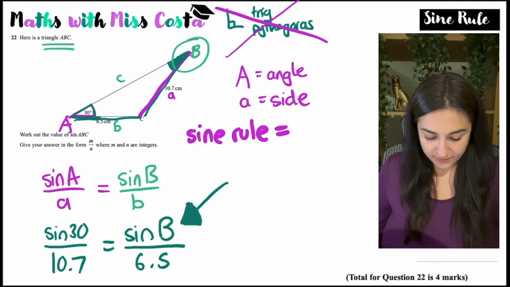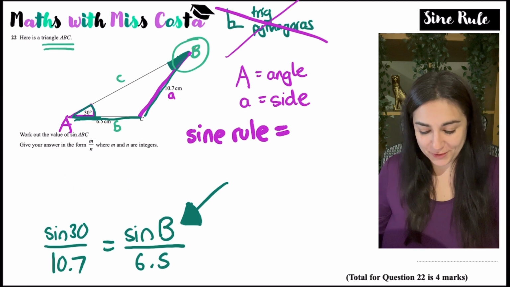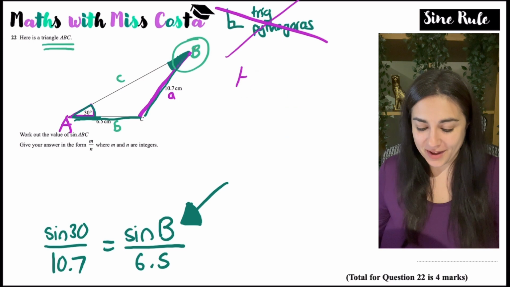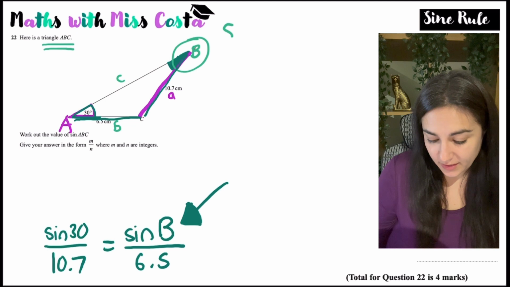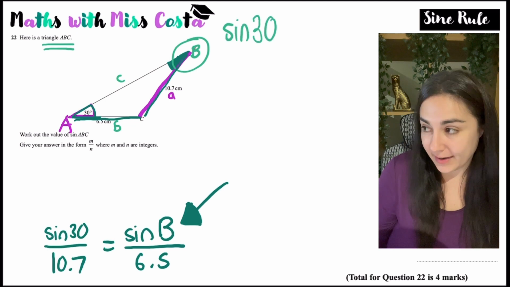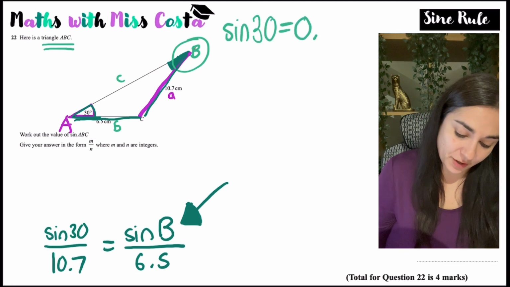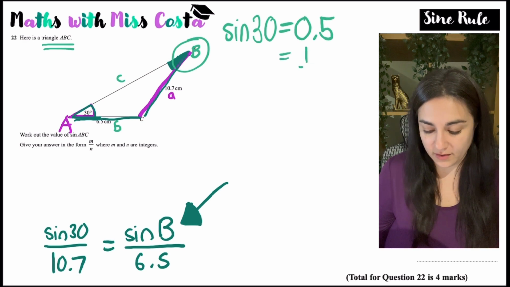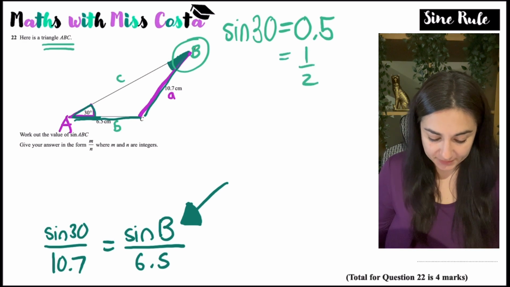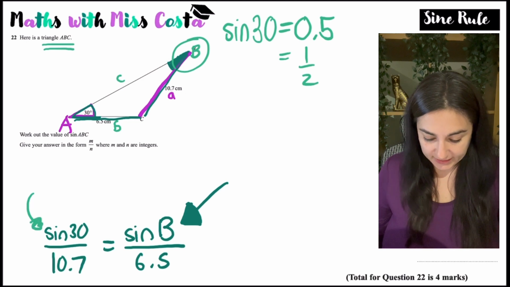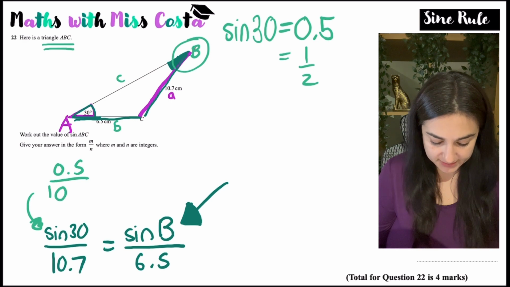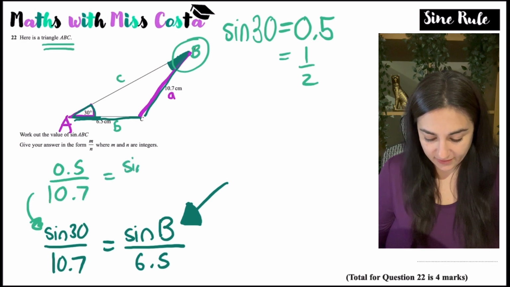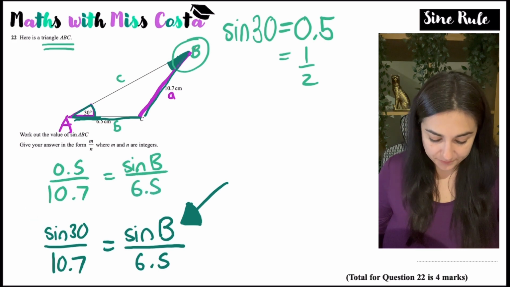So what can I do? Well, as part of the new GCSE, it's not that new anymore, but you need to know your exact trigonometric values. So you are expected to know what the value of sine 30 is, which is 0.5 or a half. So we can substitute that into here. So I've got 0.5 divided by 10.7 equals sine B over 6.5. I could clean that up a little bit.